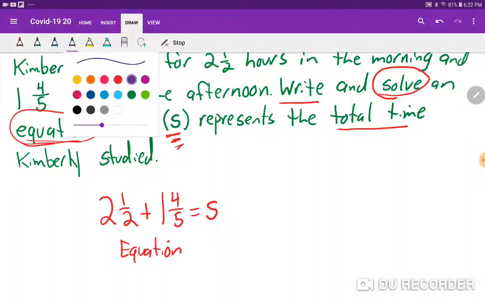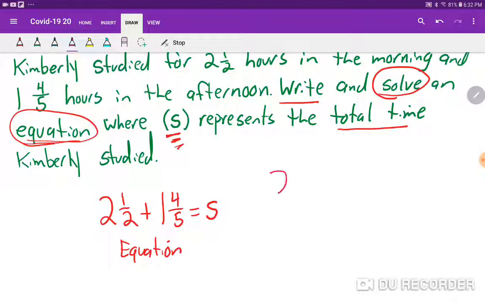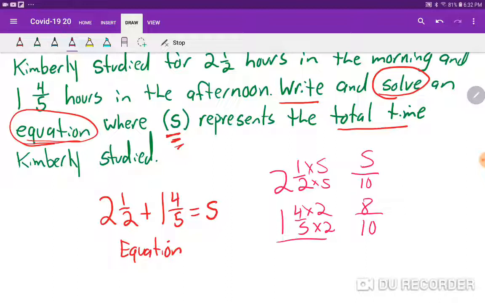So let me get another color. Let's see, this time what do you guys want? Gray? I heard a gray out there? No, I heard a pink. Okay, so let's do 2.5. We'll do this quick. We're going to stack it. 2.5 plus 1 4/5. Fraction bars far away. Common denominator is 10. 4 times 2 is 8, times 5 is 5, this should be easy for you guys. Write it sideways: 2 5/10 plus 1 8/10 equals 3 13/10.